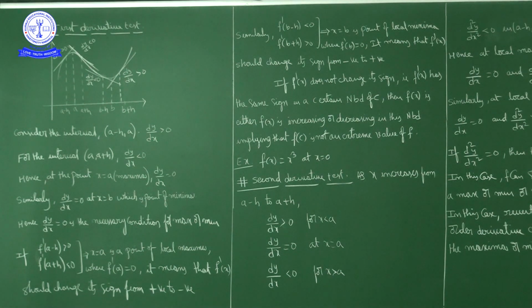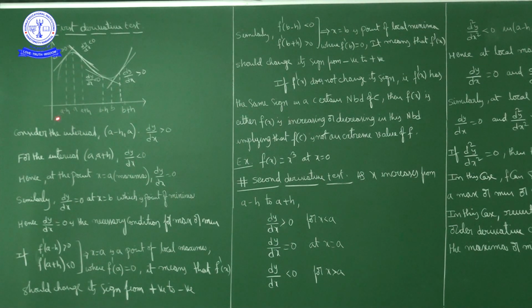Now consider the interval a minus h to a. You have a graph something like this, y equal to f of x. These are x equal to a minus h, a plus h, b minus h, b plus h, where h is a small positive number.